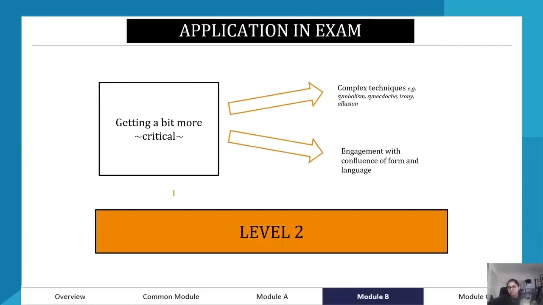The second level is when you're getting a little bit more critical. You're looking at some complex techniques, and remember your text will have complex techniques. So you're looking at complex techniques, and then you're also engaging with form and language, and that's really, really important, engaging with form and language.